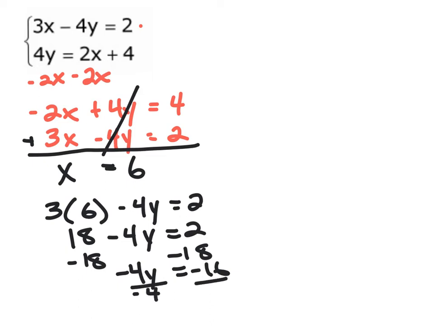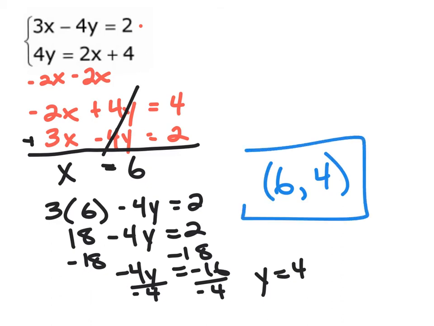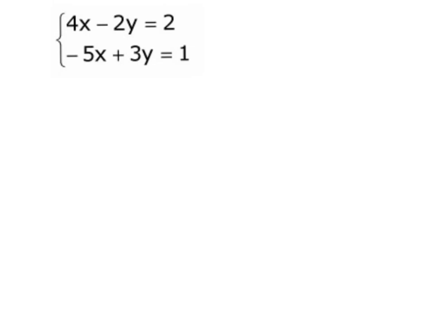Divide both sides by negative 4. And I get y equals positive 4. So again, my final answer is an ordered pair, 6, 4. Check it in both of the equations, and it works in both. That's our final answer.